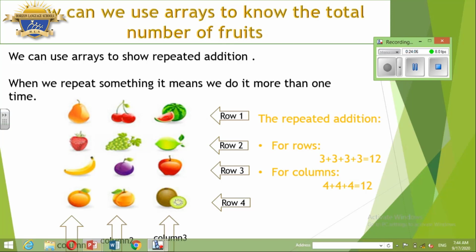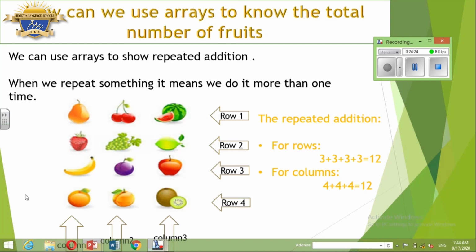We can use arrays to show repeated addition. And when we repeat something, that means we do it more than one time. So we will repeat the addition. So we will add more than one time.